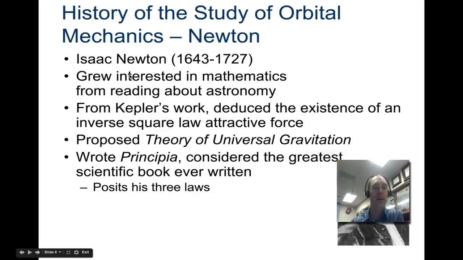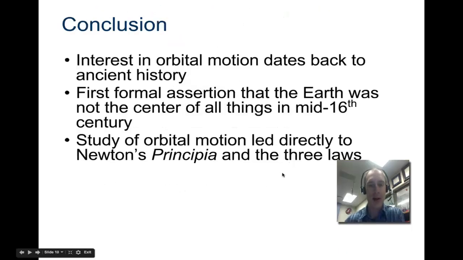So Newton proposed this based on work from Kepler, and Kepler's work was based on Brahe, and that was based on Copernicus. All of these people used each other's work to grow our knowledge of planetary motion. And then he wrote Principia, which was considered the greatest scientific book ever written, which had all of Newton's three laws, which you are probably very familiar with by now.